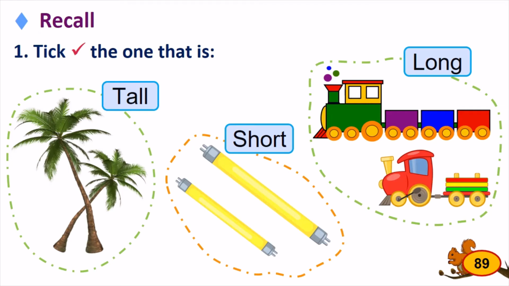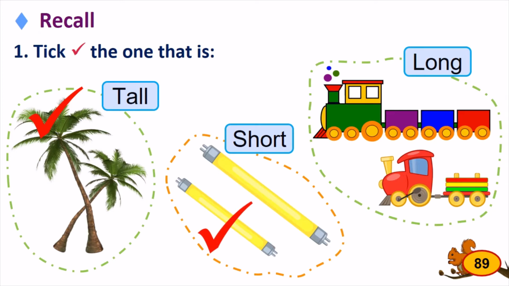Now in the first picture there are two trees. So you will pick the tree which is tall like this. Yes, you will tick the tree which is tall. In the next image there are two tube lights. We have to tick the tube light which is short. So you will tick the tube light which is short like this.